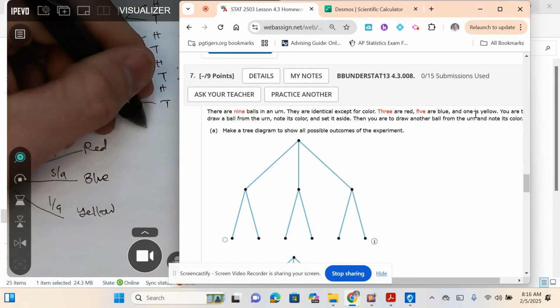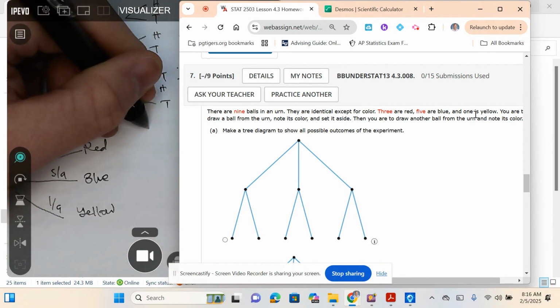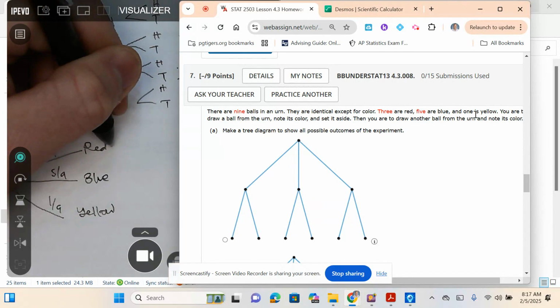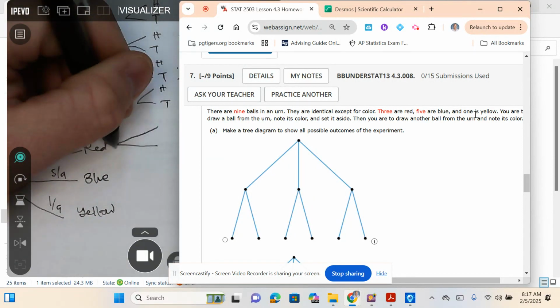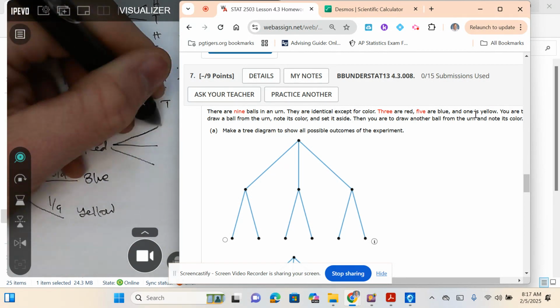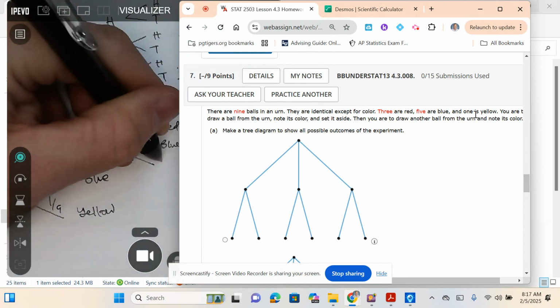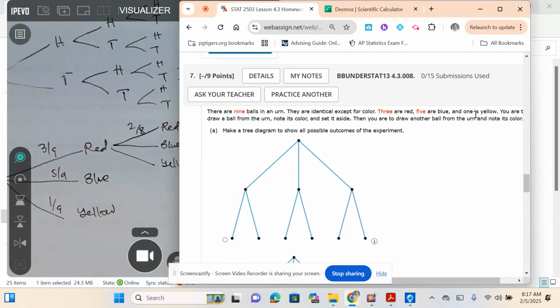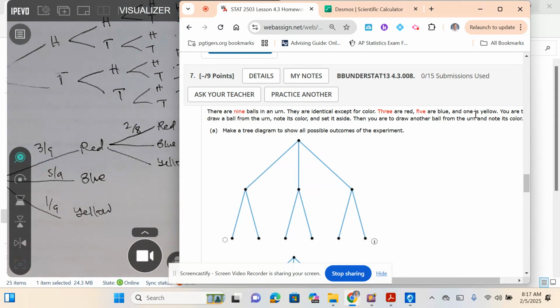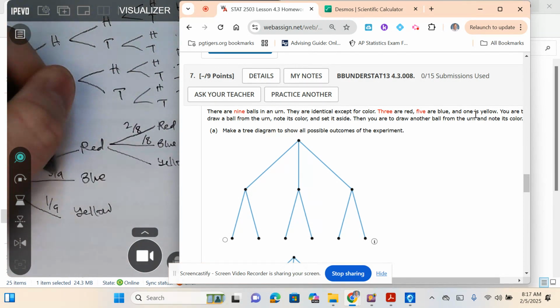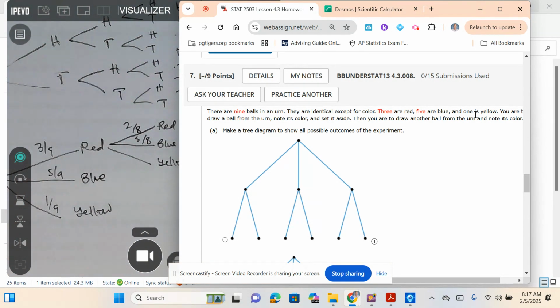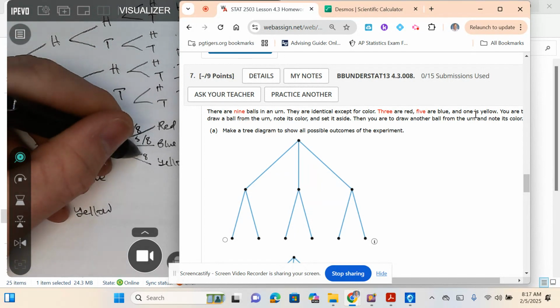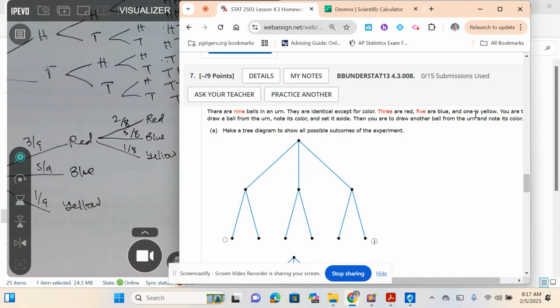If I select a red one, how many possible balls could I select for the next one? What possibilities are there? Red, blue, yellow. If I select a red one, that means I have 8 left and 2 of them are red, because I take away 1 from the red. I have 8 left and 5 of them would be blue. I have 8 left and 1 of them is yellow. So there'll be 3 outcomes.